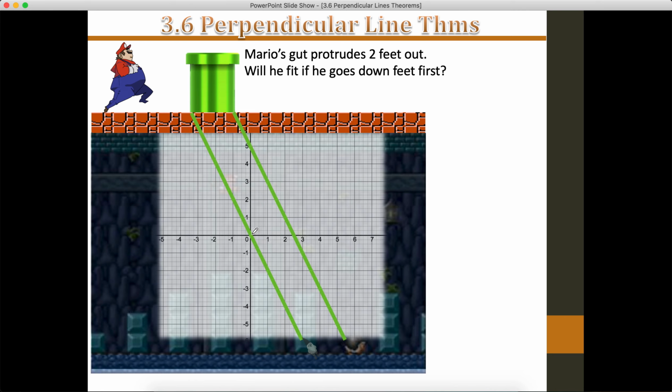So the answer here, well, let's actually first talk about a common misconception. I'm sure what a lot of you will do is say from here to here is about 2.5 units. 2.5 is bigger than 2, so he can slide down here no problem because he fits, with about 6 inches of gut space left.